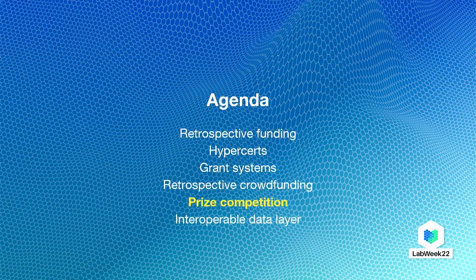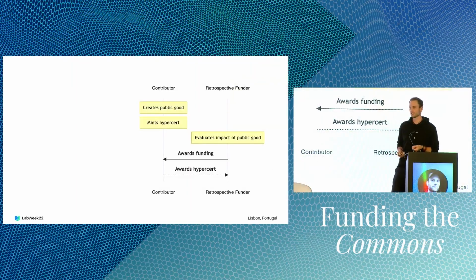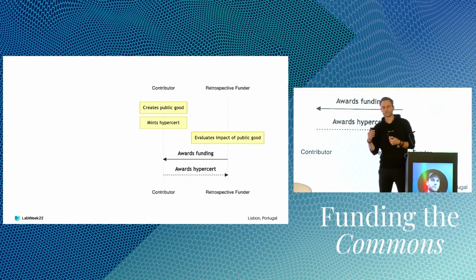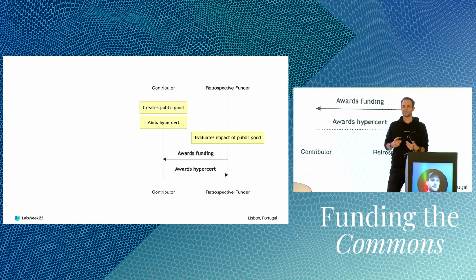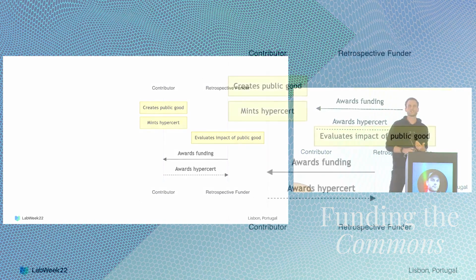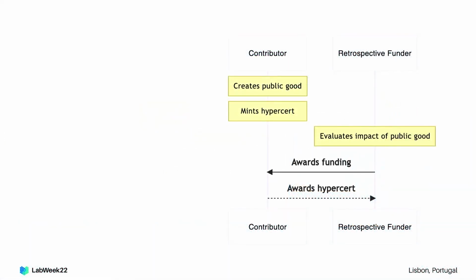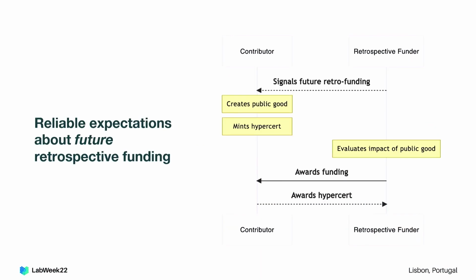Something where this becomes very concrete is also price competitions. When we think about retrospective funding in itself, this is the simplest sequence for retrospective funding. And the question is, of course, again, why would anybody start to create this public good in the first place? It is because we need strong signals about future retrospective funding, and these expectations need to be reliable.